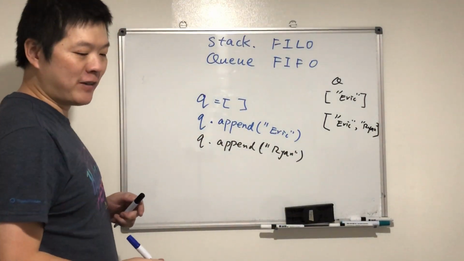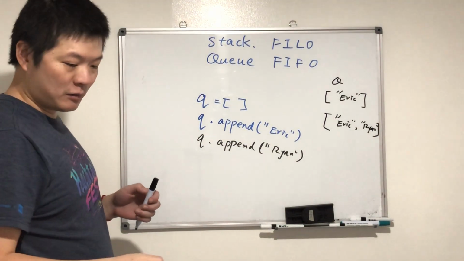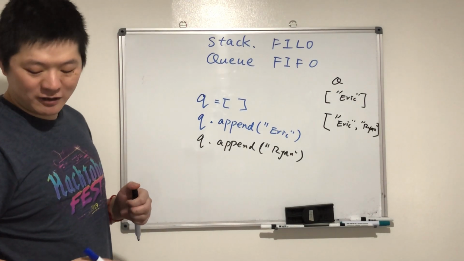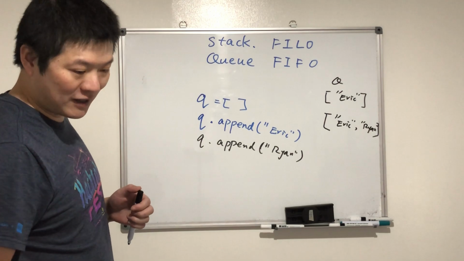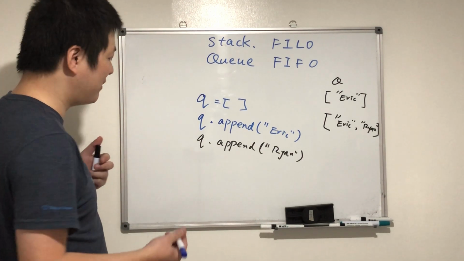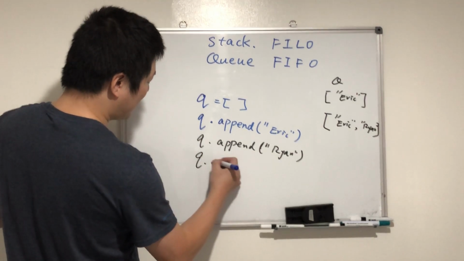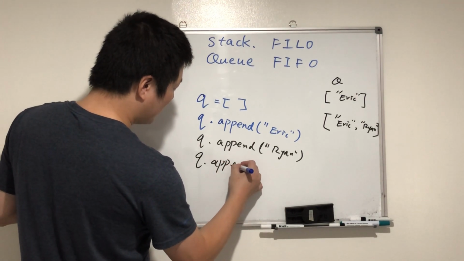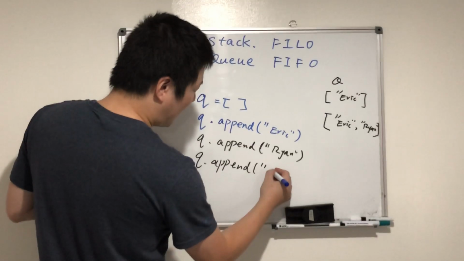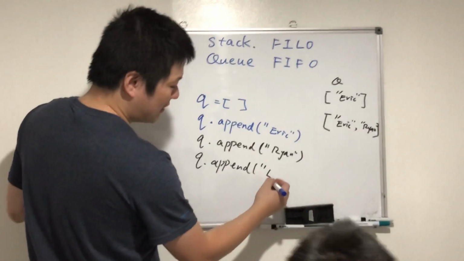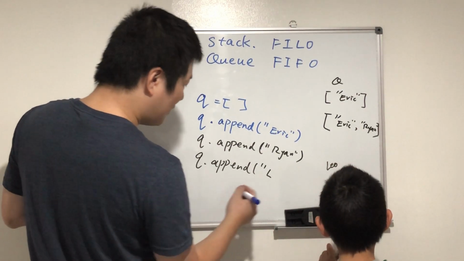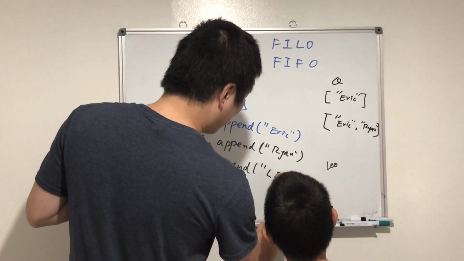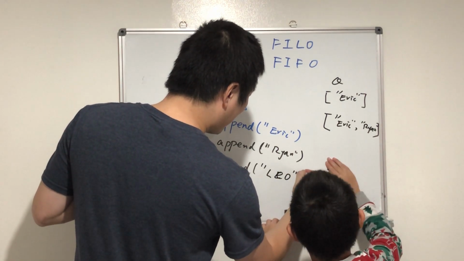Who's your favorite friend? Me. No, who's your best friend? I don't have a best friend. At school, do you mean? Yeah. Any friends? Just give me a name. Leo. Leo, how do you spell Leo? L-E-O, Leo.